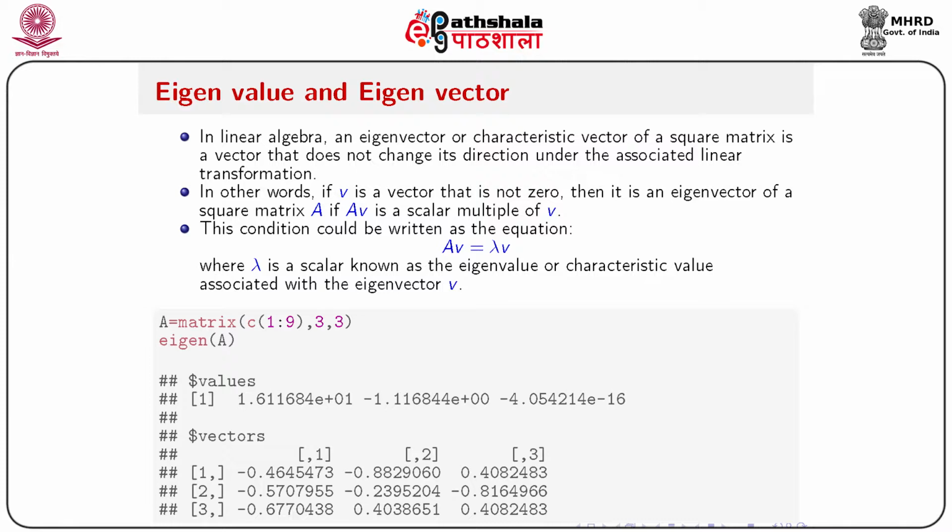Say here I am assigning a new matrix A, a 3 by 3 square matrix. I just arbitrarily took the sequence 1 to 9 and split it into 3 rows and 3 columns. So A is a matrix of order 3 by 3, and eigen is one function. If you pass the square matrix within the eigen function, in lowercase, then it will give you the values and vectors. The first one is the eigenvalues, and the second one will give you the eigenvectors.